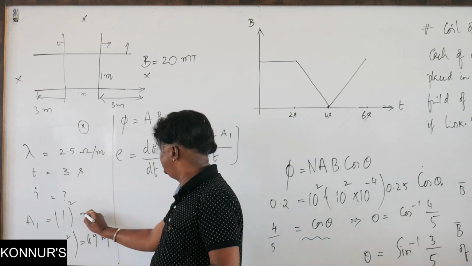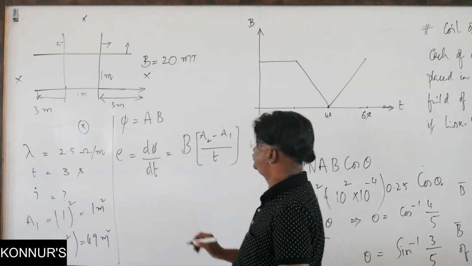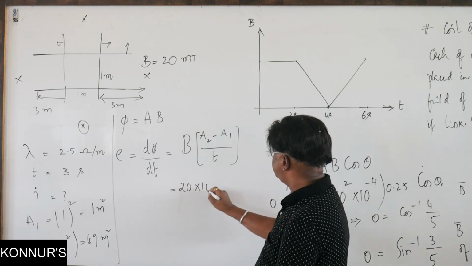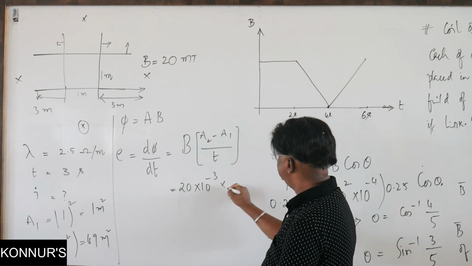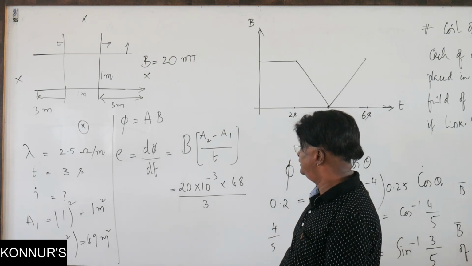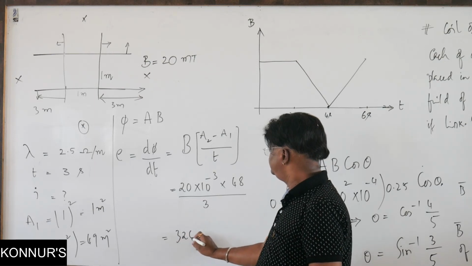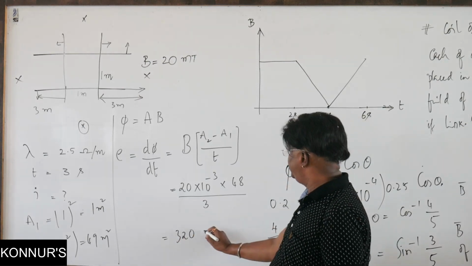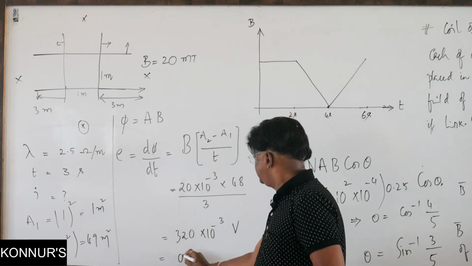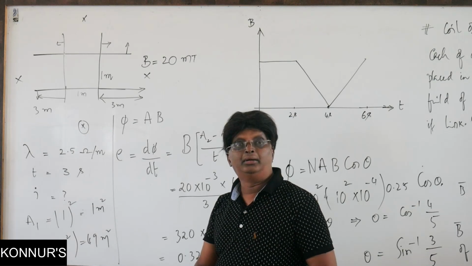49 meter square, and this is 1 meter square. Now the substitution will give you 20. This 20 is with a submultiple again, 10 raised to minus 3. What is A2 minus A1? So 48. It is going to be in meter square, and time is going to be 3 seconds. Therefore this is 16 times 20, yes, 320. 320 into 10 raised to minus 3, all gives volts. So this is 0.32 volt is the EMF, and this is where everything begins.